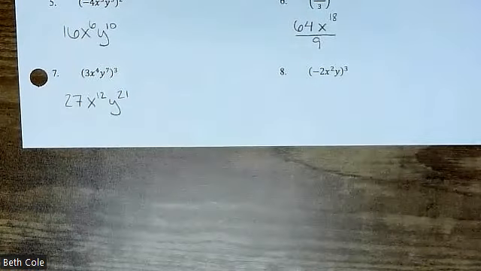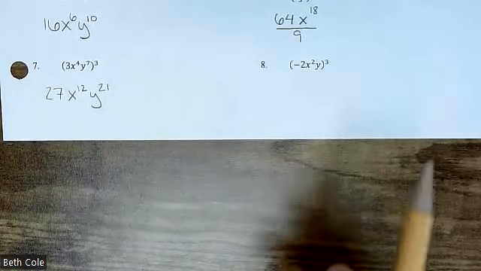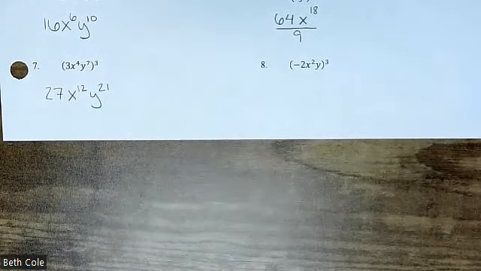All right, number 8, same thing that we just did. -2 cubed. You could always type that in Desmos, but it means -2 times -2 times -2.